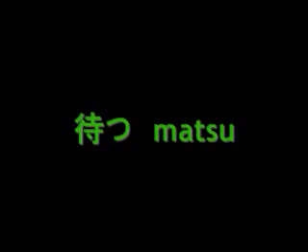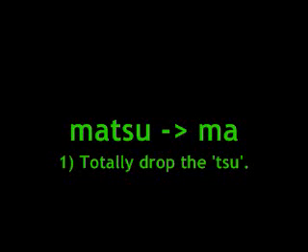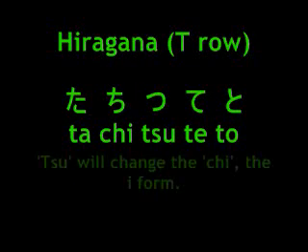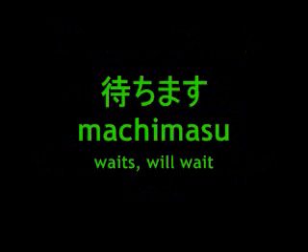Okay, so let's look at another one. This one's a little weird. Matsu, to wait. Matsu ends in tsu. So what you're going to do is drop that tsu, and if you look at the hiragana table, at the T's, it goes ta, chi, tsu, te, to. So you're changing the tsu ending to chi, because it happens to be the E form of it. So the correct conjugation is actually machimasu. That one's a little bit different.